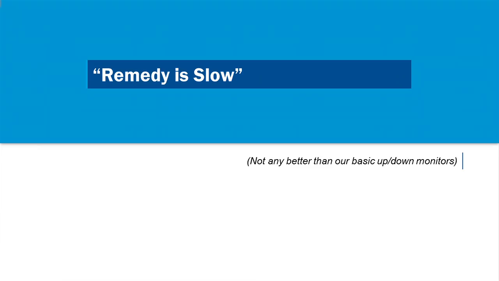So we get a lot of complaints that look like this: Remedy is slow. Well, that's not any better than our basic up and down automated monitoring, right? That doesn't tell me where they are or what they're trying to do. Are they running a report that's pulling back every ticket their team's had open since the 1980s? Or is this just creating a new ticket, something that should be quick? Are they at home on their 3G connection from their basement? Are they in one of our corporate offices?